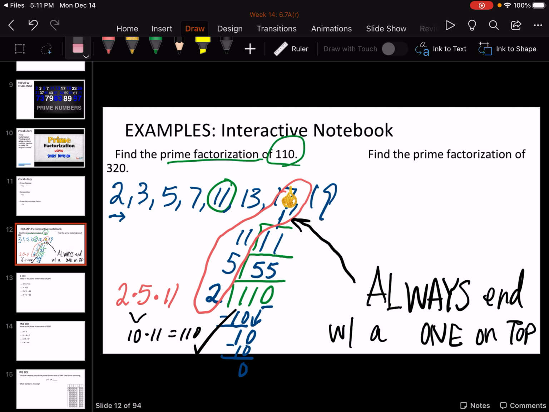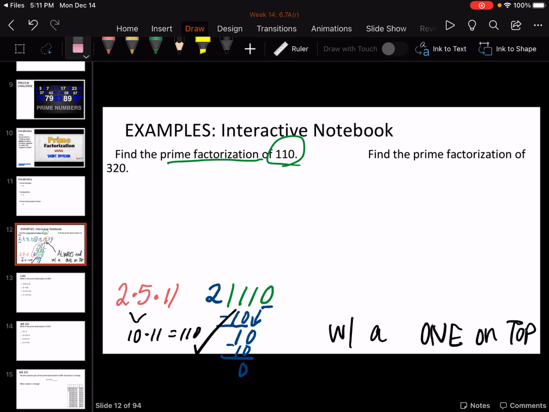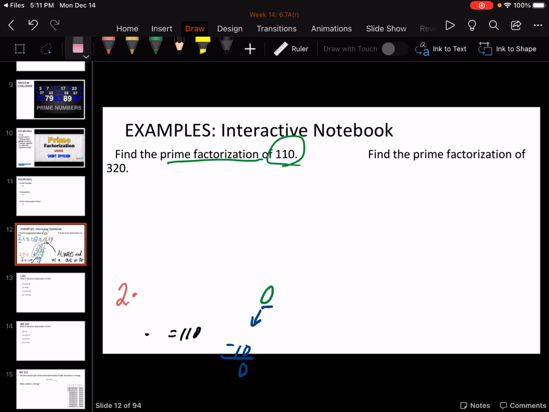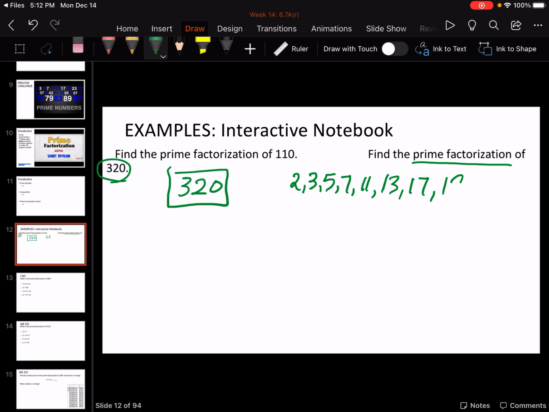All right, on to the second question. The second question states, find the prime factorization of 320. So I'm going to show you guys both the cake and the Christmas tree method. Christmas tree, 320. First, we need to list our prime numbers. We have 2, 3, 5, 7, 11, 13, 17, 19.